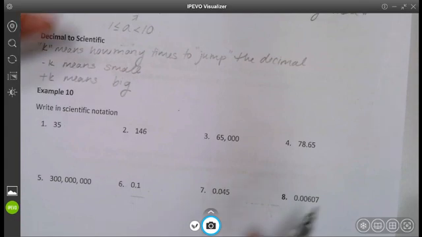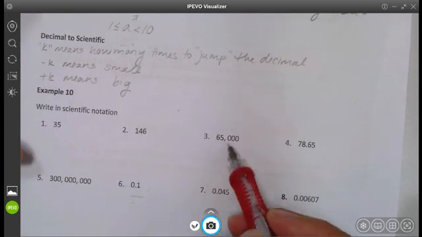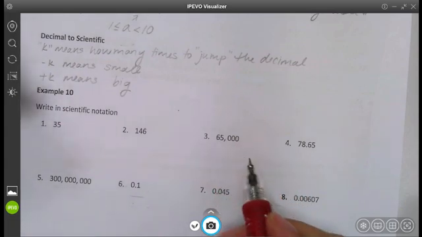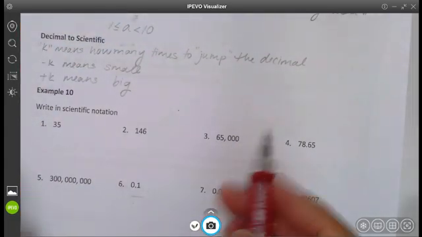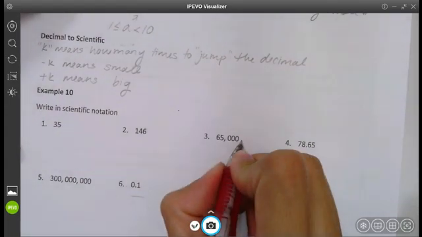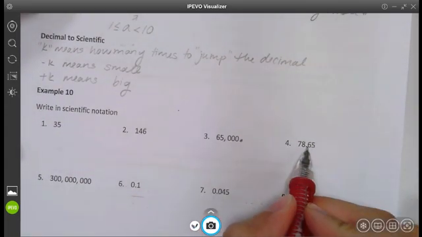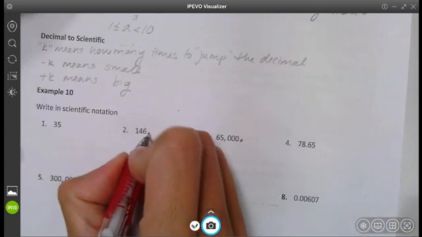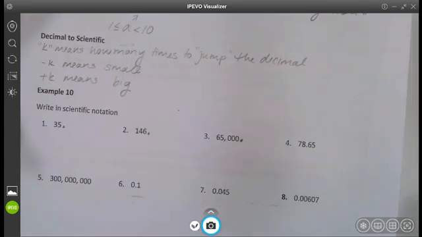We want to transform 65,000. Remember that this comma is not a decimal, it is a comma, meaning 65,000, a big number. If you do not see the decimal, it is at the end. So we see the decimal here, we know exactly where it is. We don't see it on any of these, that means that the decimal is at the end.